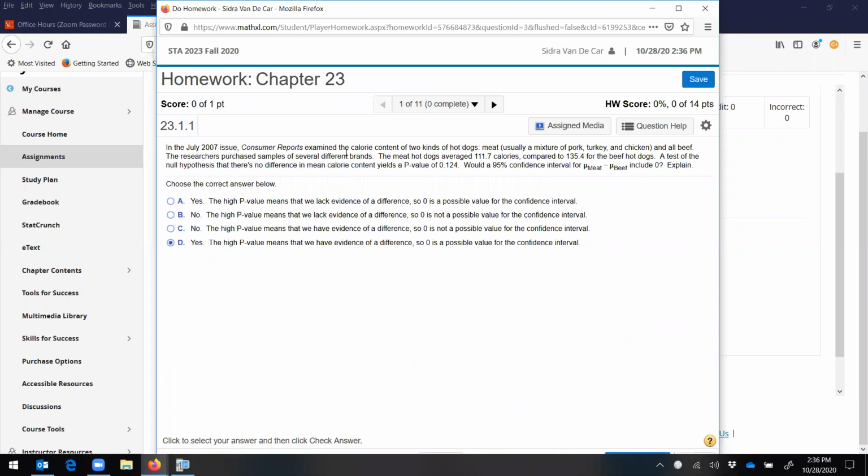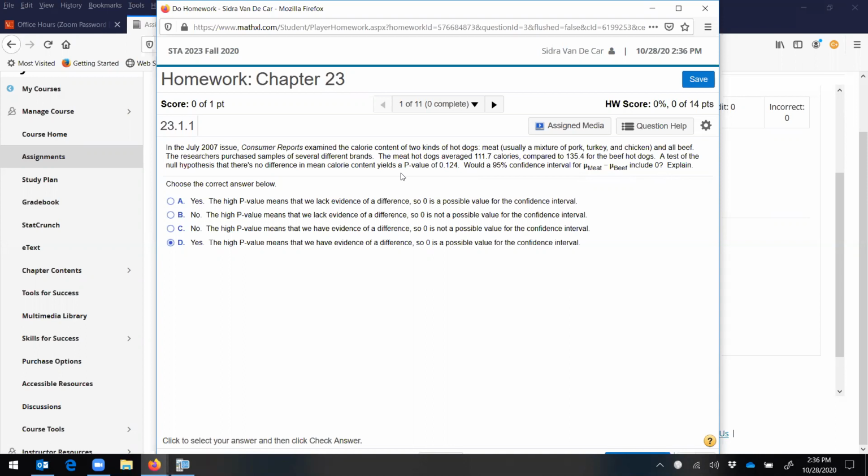In the July 2007 issue, Consumer Reports examined the calorie contents of two kinds of hot dogs. Researchers purchased several samples of different brands. Meat averaged 111.7 calories compared to 135.4 for the beef. A test of the null hypothesis that there's no difference in mean calorie content gives a p-value of 0.124. Would a 95% confidence interval include 0?